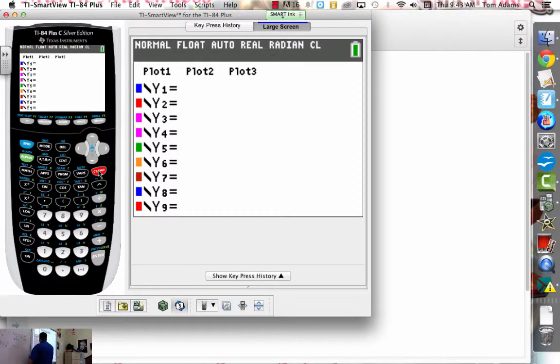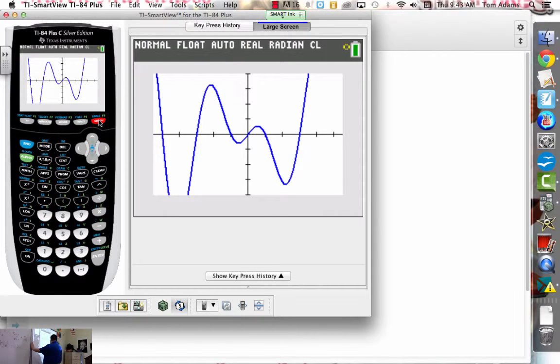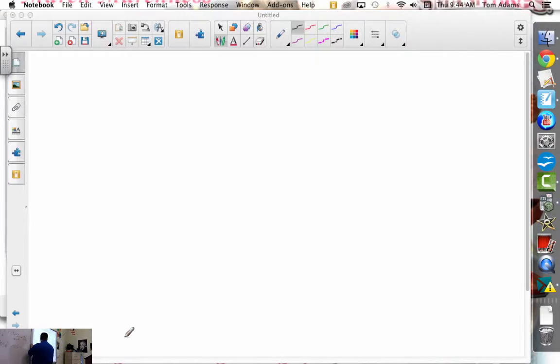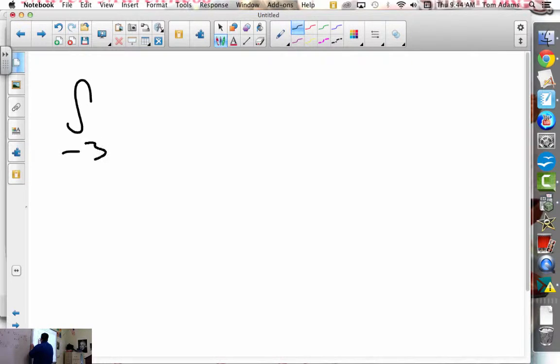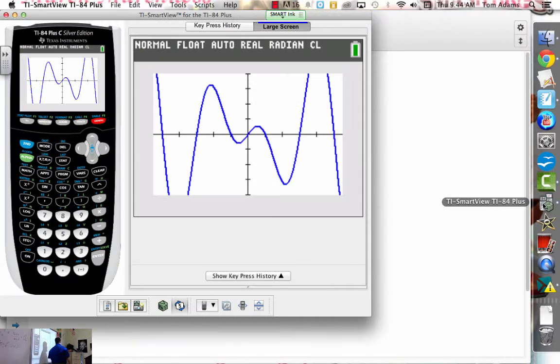Example number seven wants us to take the function x times cosine of x and calculate the area under the curve. So I just want to throw the graph up here. And it wants us to go from negative 3 to 3. All right, so here's the deal. If I integrate from negative 3 to 3 of x cosine of x dx, I can get a number. And if I plug it in the calculator, it'll spit out the positive and negatives.